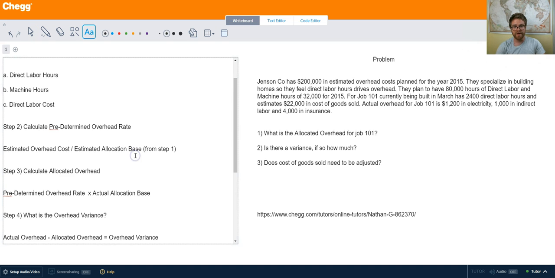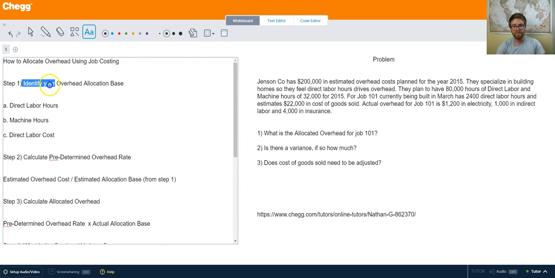Now on the second step here, you're going to calculate your predetermined overhead rate. Now that word predetermined means estimate. So anytime you see the word estimate in a problem, they're referring to the predetermined rate. The way you calculate that is you take your estimated overhead cost divided by the estimated allocation base. Once again, that's the allocation base that you identified in step 1. So this is step 2 here, calculating your predetermined overhead rate.